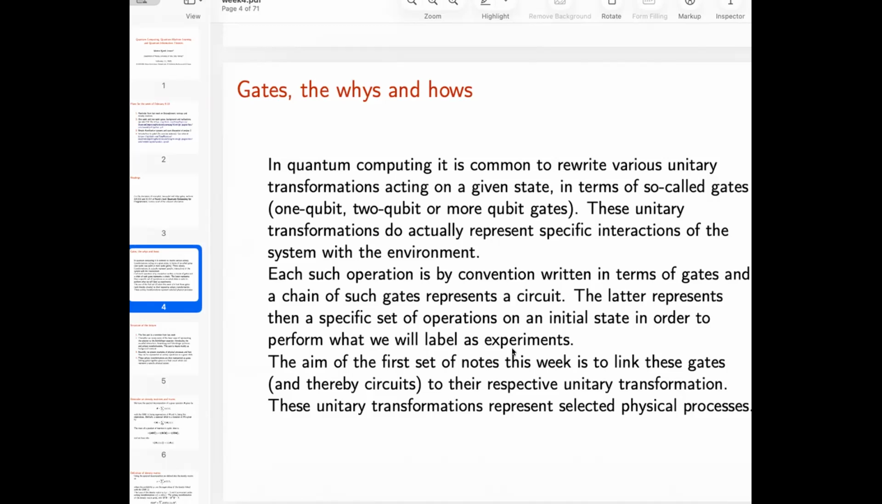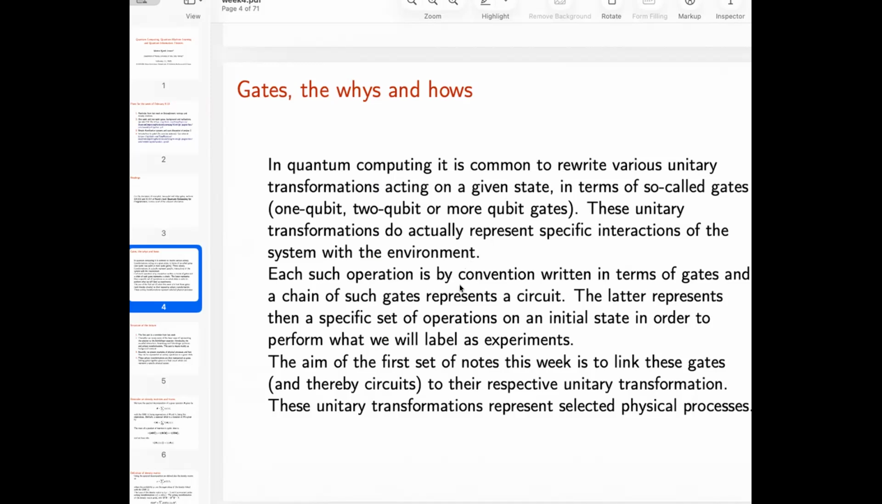We mentioned in the very beginning that when you do quantum computing, it's pretty common to rewrite the unitary operations on a state. This is essentially what we do, and I'm going to remind you of some of this rather quickly now. These unitary transformations can be represented in terms of operations which are actually physical operations on a state. We rewrite them as gates, which do something on the states, and they represent specific interactions of the system with the environment.